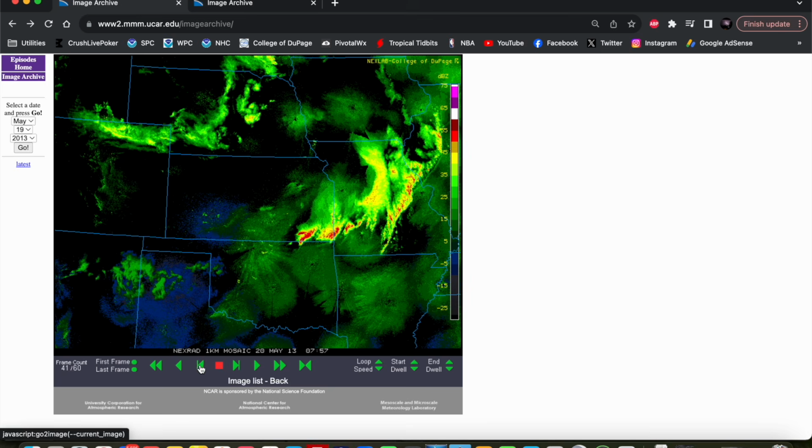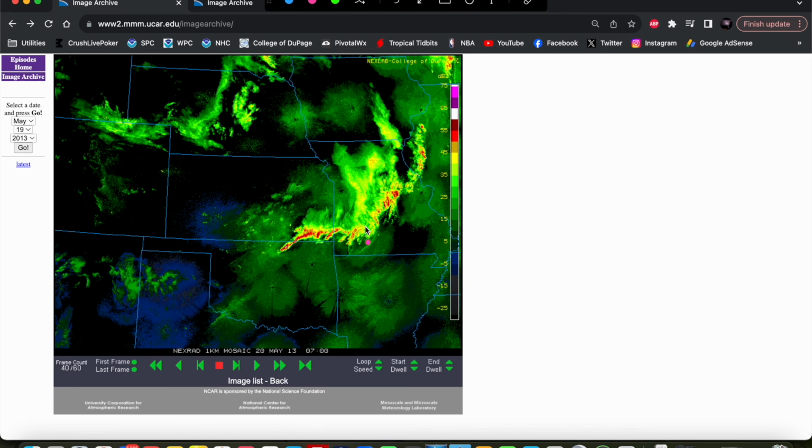We can clearly pick out the outflow boundary from these storms, this fine line right out ahead of this complex, and if we were to extrapolate that back out to the west, there's really no way that it could have surged far enough south to impact central Oklahoma, and even if it did, it likely would have retreated northward some during the day on May 20th as those southerly low-level winds picked up.